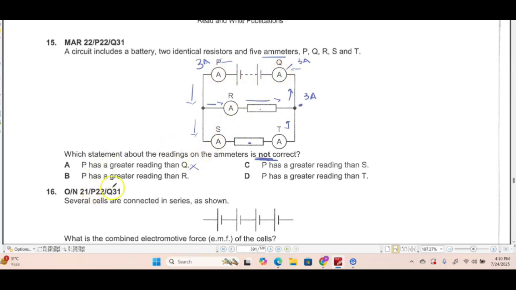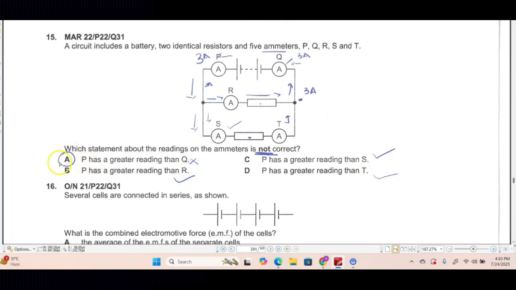And P has a greater reading than R. Obviously, P is going to have a greater reading than R because some of this 3 ampere current that started from here got divided. Some of it went here and some of it went here. So this ammeter is going to show a reading that is lesser than P. So this is correct. P has a greater reading than S. Obviously, it will have a greater reading than S, and it will have a greater reading than T. So this is the only one which is not correct. So A is actually our correct option.